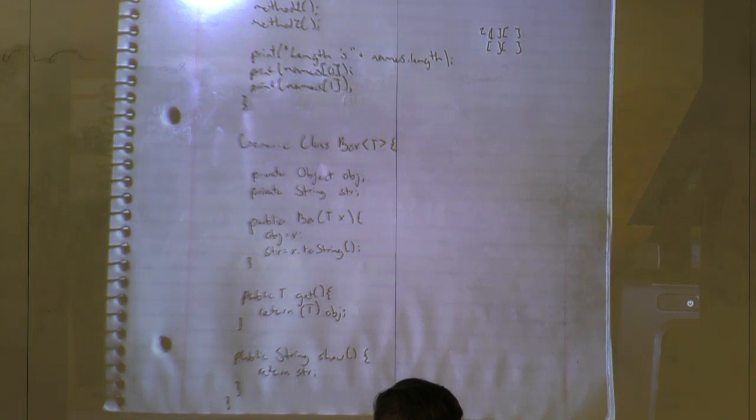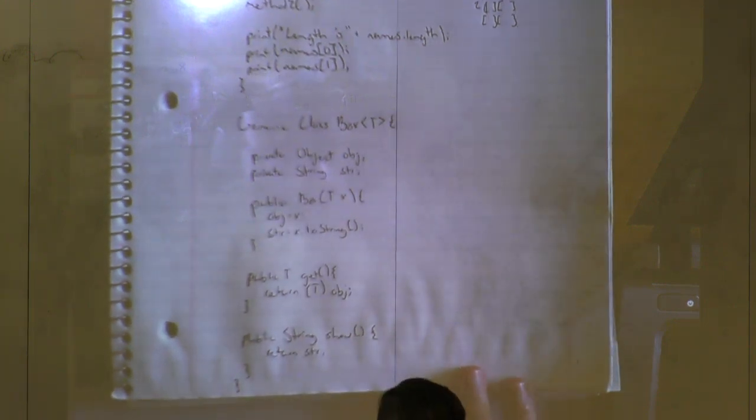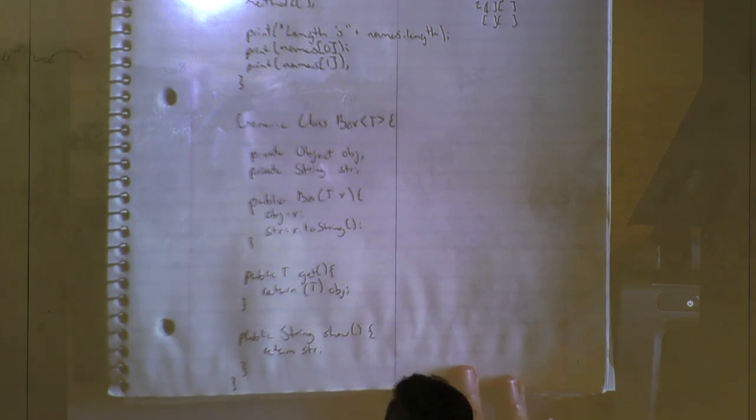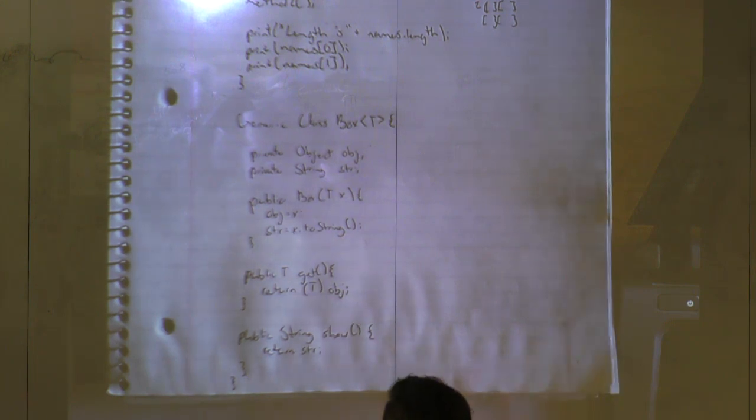Okay, so there's this class called Box, and it contains an object called object. Object is like the most basic type in Java. It can work with pretty much everything, but it also has no specific data. Then there's a string called string, and then we have its constructor, which takes something of type T called x and assigns that x to the object variable, and then assigns the string version of x to the string variable.